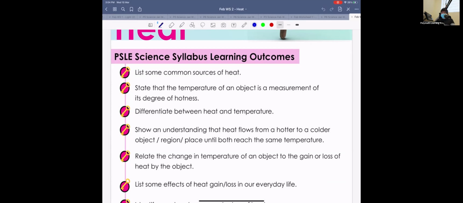The syllabus, you need to list some common sources of heat. You need to state that the temperature of an object is a measurement of the degree of hotness. Okay, so you need to know what temperature is. You need to know that there is a difference between heat and temperature. All right, then you need to understand that heat flows from a hotter to a cooler region. That is the property of heat.